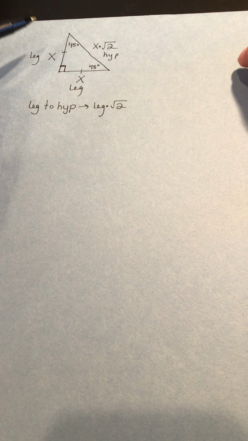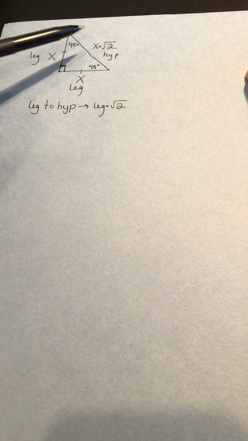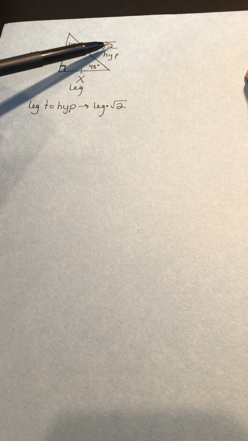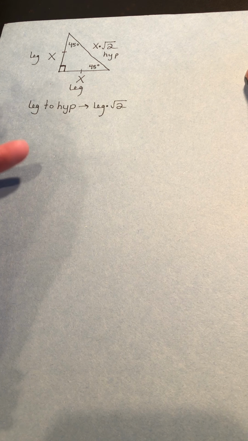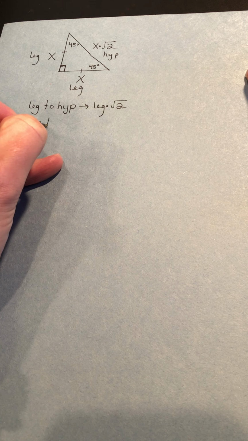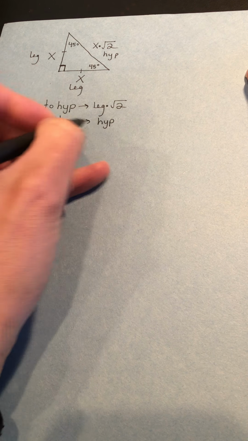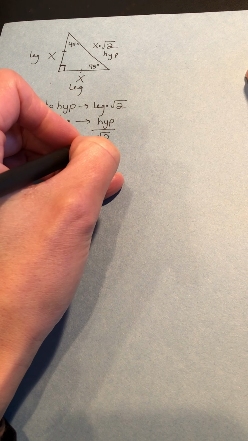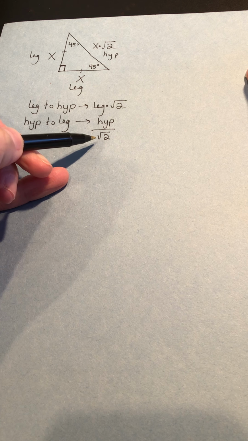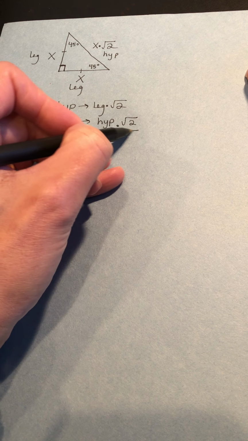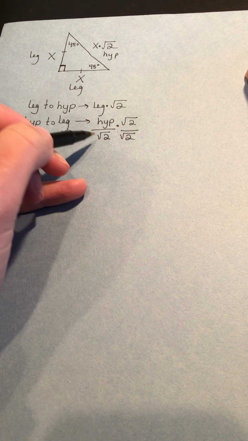Now, what else could be asked of us? It might be possible that we're given a hypotenuse and we're asked to find a leg. So in this case, we want to go smaller and we want to do the opposite operation. So instead of multiplying to get bigger, we are going to divide to get smaller. So if we're going from a hypotenuse to a leg, we're going to take the hypotenuse and divide by the square root of 2. But we're going to also be careful to make sure that when we divide by the square root of 2, we multiply by our fancy 1 to get rid of the radical in the denominator.